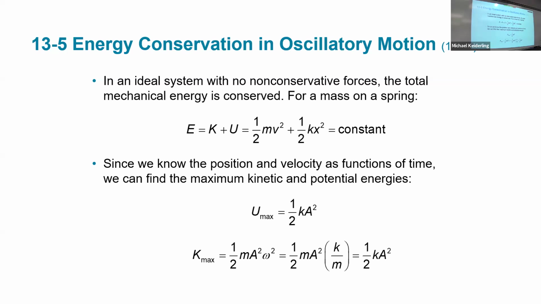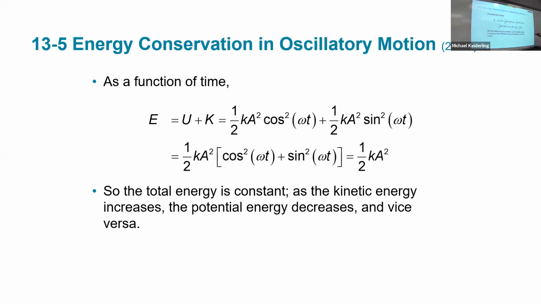Omega squared is k over m, because omega is the square root of k over m. So that is also 1/2 ka squared. So the total energy is 1/2 ka squared. As a function of time, it's 1/2 ka squared cosine squared omega t plus 1/2 ka squared sine squared omega t. So 1/2 ka squared times cosine squared omega t plus sine squared omega t, or 1/2 ka squared. So the total energy is constant.